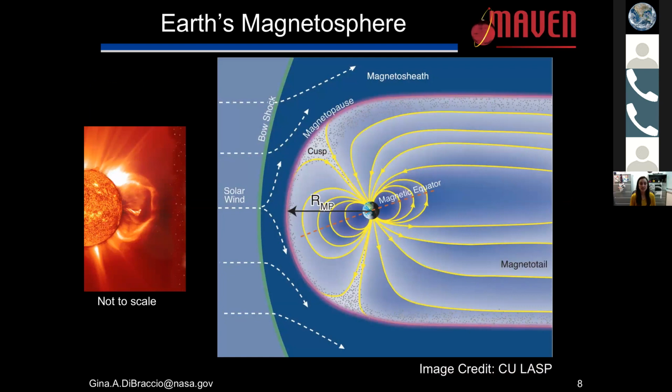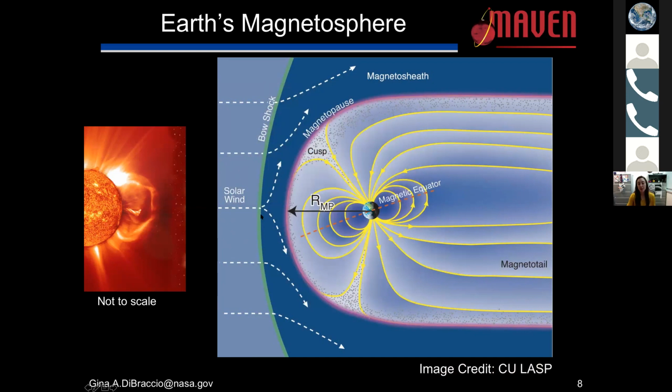So here is a nice schematic that I like to use of the Earth's magnetosphere because we can talk about the different regions and boundaries that are within this magnetosphere. In this schematic, the sun is situated on the left side where I have this image. Of course, this is not to scale, but it gives you a sense that we have the solar wind flowing from the sun coming to the right towards Earth and its magnetic field.